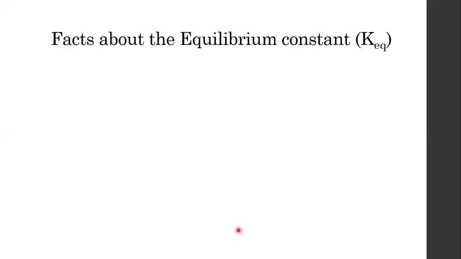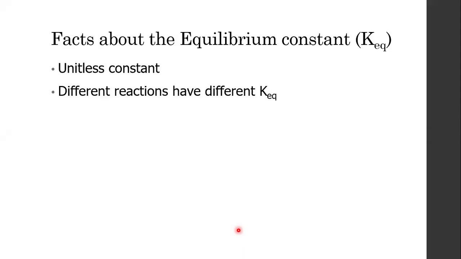Okay, so facts about the equilibrium constant. The equilibrium constant is a unitless number, so we don't associate units with it. It's just a number. And each reaction has its unique equilibrium constant. Furthermore, it has been identified that the equilibrium constant is temperature dependent, meaning for a specific type of reaction, the equilibrium constant will change depending on your temperature.